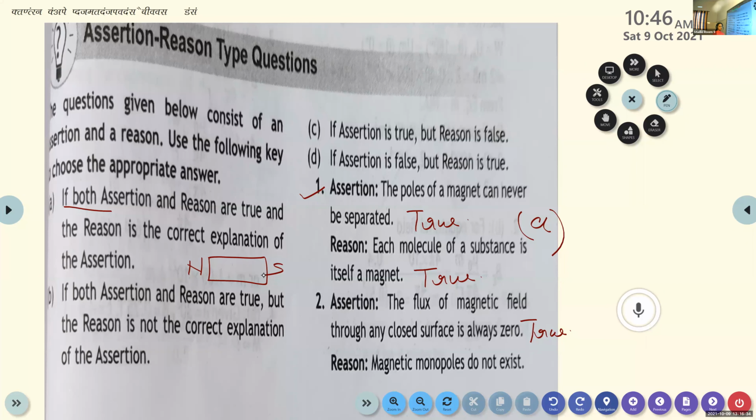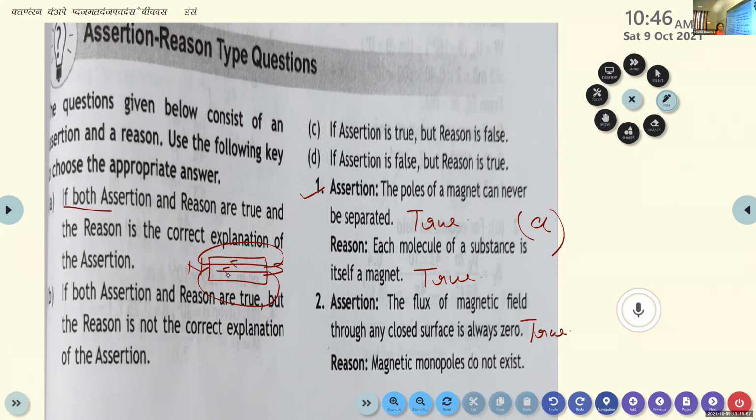What about the direction of the magnetic field lines outside the magnet? North to south. Okay. Outside the magnet the field lines go north to south. And what about inside the magnet? It is from south to north.